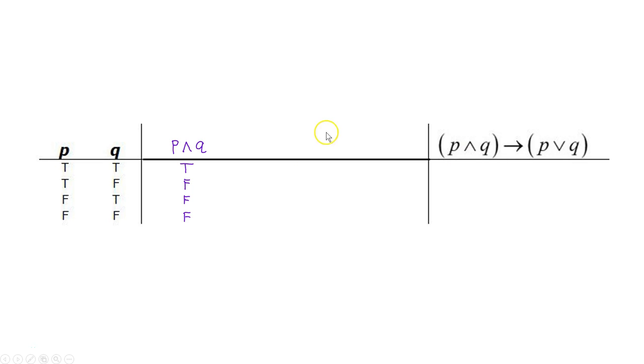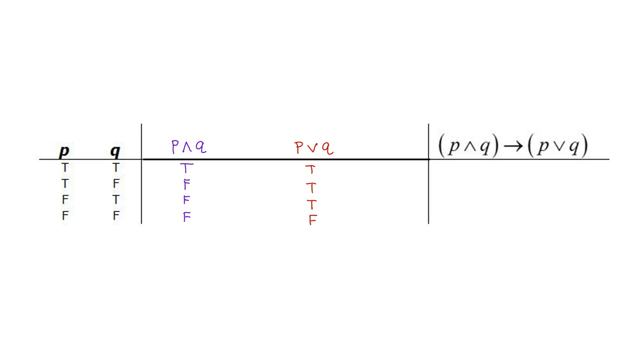P or Q, which is the second part of this conditional statement, again involves P and Q, but for this to be true, only one of the two has to be true, or both have to be true. So as long as one of them is true, it's true. The only time it's false is if both P and Q are false. So that's why I have true, true, true, and false for the truth table for this.